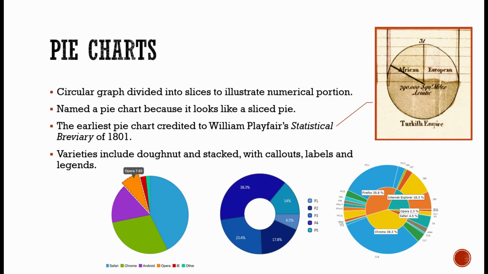Now, you probably know what a pie chart is. I won't explain how that works. But do know that the earliest pie chart in recorded history is credited to William Playfair's Statistical Breviary of 1801. Pie charts are of course named after pies because they look similar. Varieties include donut and stacked, sometimes with callouts, labels, and legends.